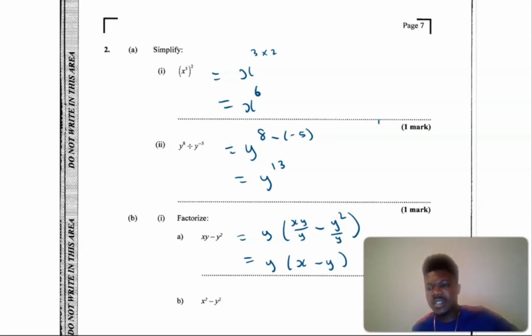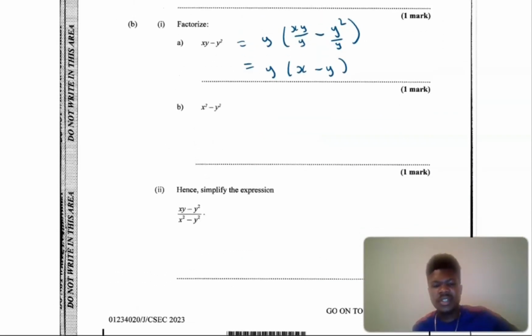So therefore, that's us factorizing. Then next part. So now next question, this is the difference of two squares. So we have x squared minus y squared. So the difference of two squares is going to give us x minus y times x plus y. Oops. That's x plus y. That's just our answer right there.